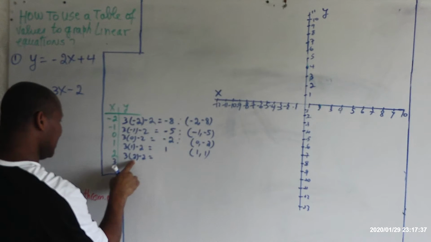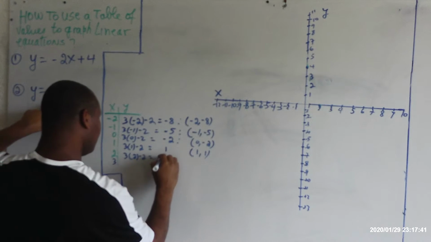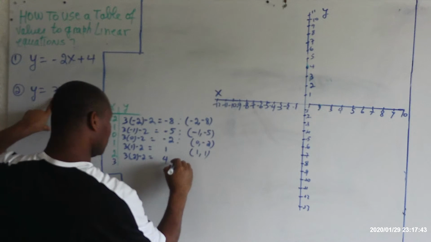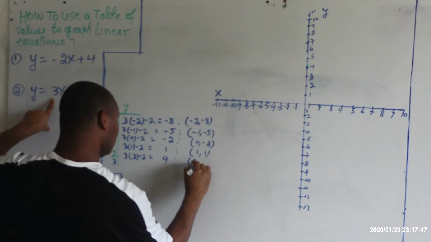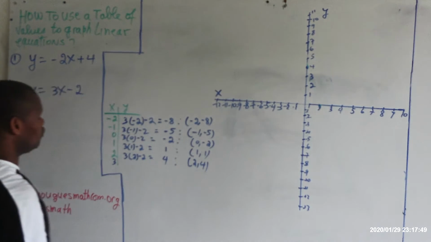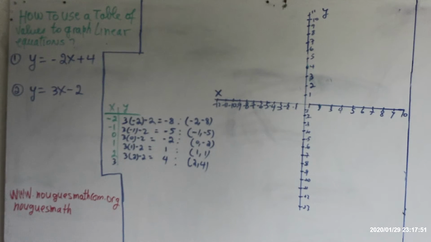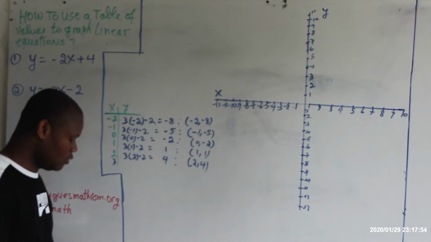3 times 2 is 6. Subtract 2, that's going to be 4. So the coordinate, that's going to be 2 and 4. That's it. We don't even need to use 3 because we have enough points. Okay? We have enough points.